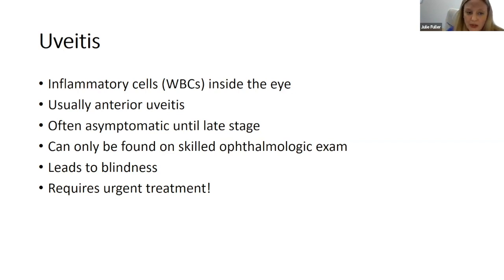And because our patients are often little, these findings are often asymptomatic until late stage. So they don't affect their vision until it's very, very close to complete vision loss. So our kids have to go for routine ophthalmology evaluations because it really takes some practice to find this on a slit lamp exam. So they really need to be seen by a skilled ophthalmologist and not just a routine vision center or school eye test. But without treatment, this can certainly lead to blindness, and it needs urgent therapy.